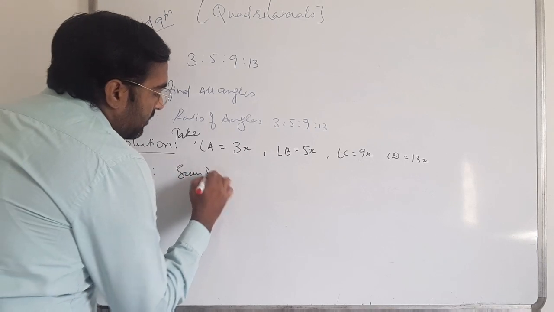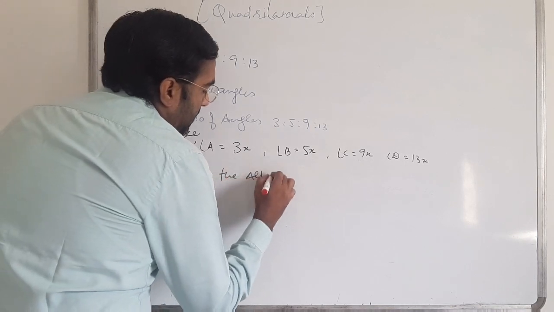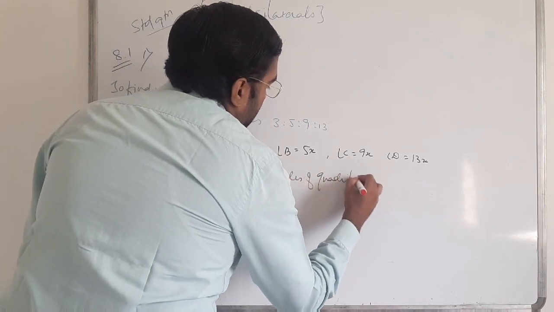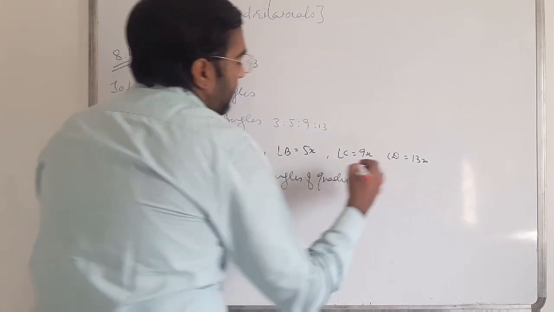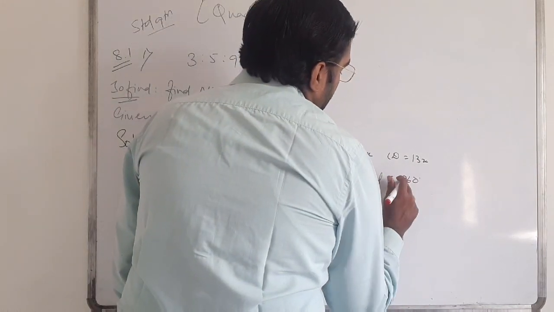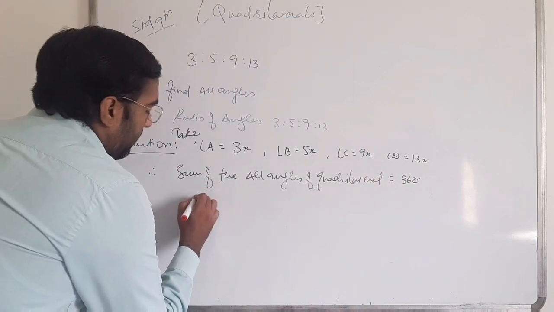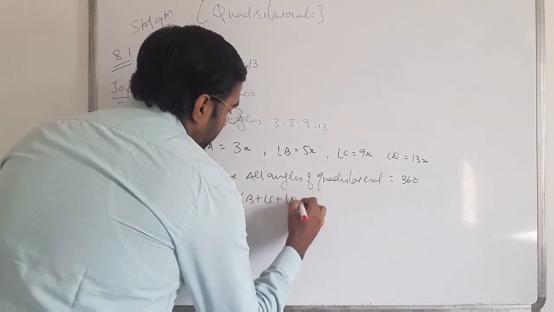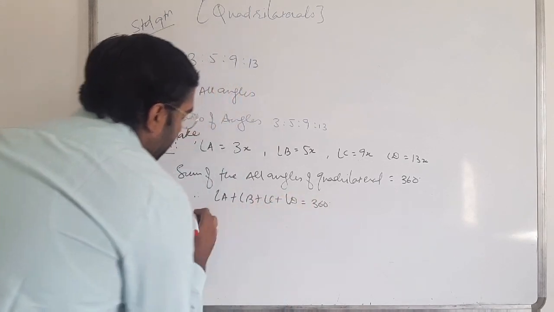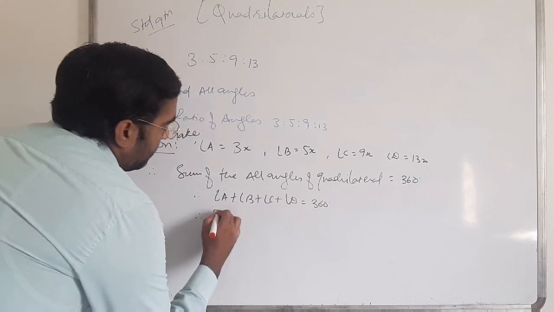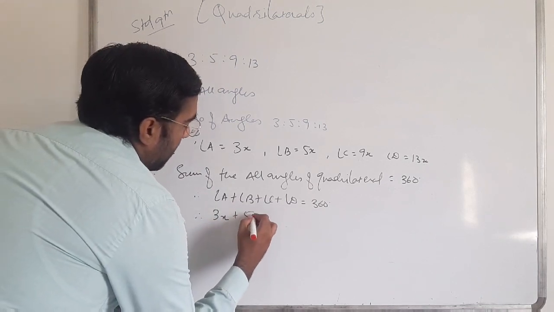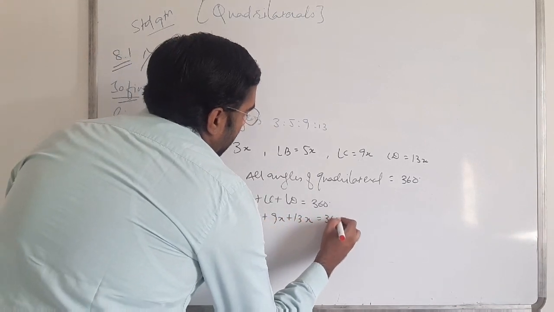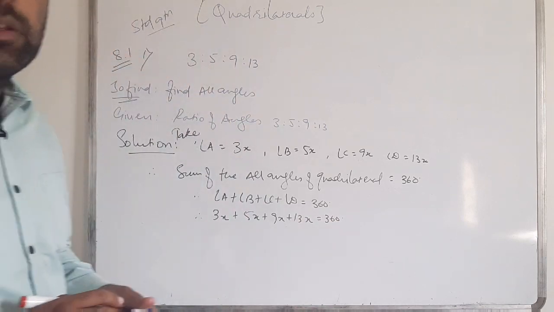Therefore, the sum of all angles of the quadrilateral, that we know, is equal to 360 degrees. So angle A plus angle B plus angle C plus angle D equals 360 degrees. 3x plus 5x plus 9x plus 13x equals 360 degrees. Clear that?